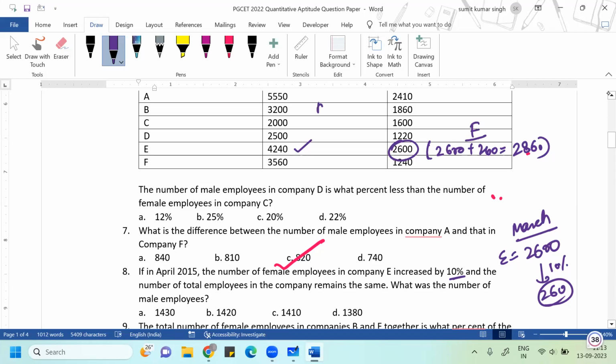So how much would be the male employees? 4240 minus 2860. Okay, just do this. You'll get the answer. This would be 1380. So what is the number of male employees? 1380. Clear?